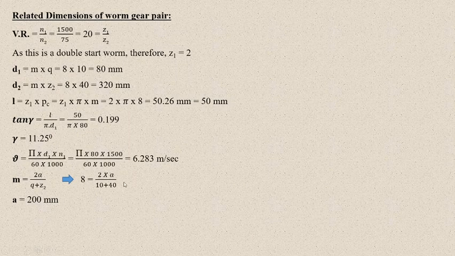These are the related dimensions. Apart from the value of module, this is velocity ratio or transmission ratio, you can say that. This is pitch circle diameter d1 of worm. This is for gear. This is lead. This is lead angle, pitch line velocity of worm. This is for center distance. A is equal to 200 mm.